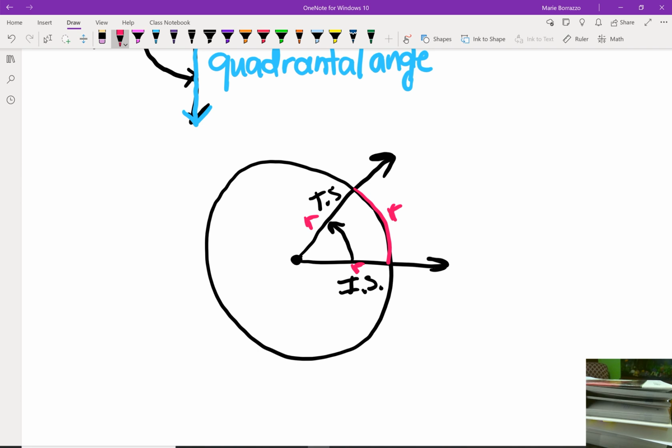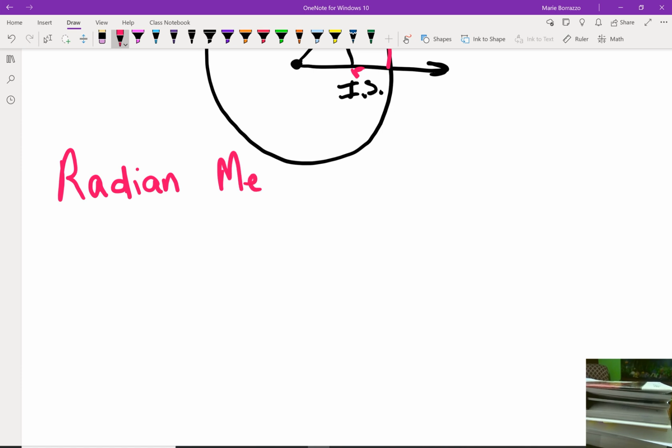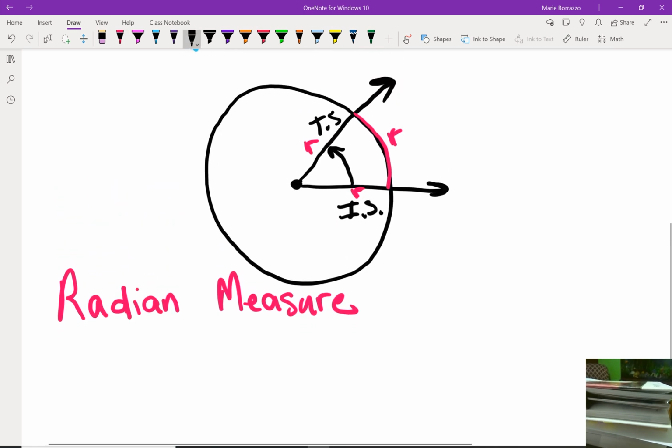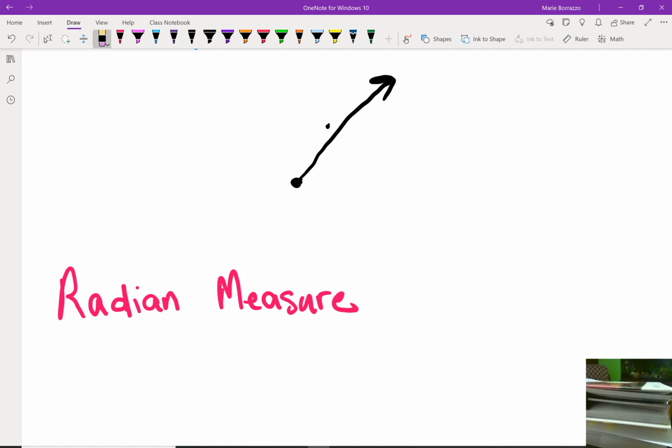So let me talk to you about radian measure and go to example 1. So in radian measure, we're looking again at a circle. Let's use the same circle I have up here. I'm just going to erase these pieces. Oh, wonderful. I just erased everything. All right, so let's go back to our circle.